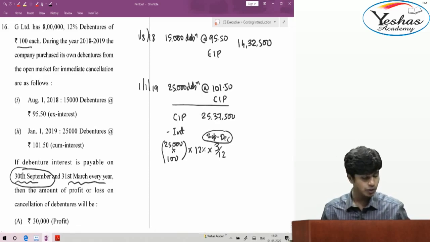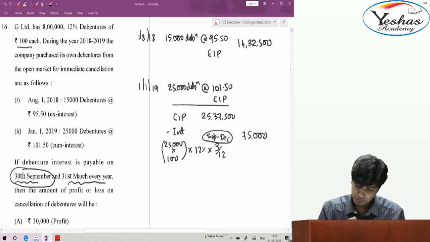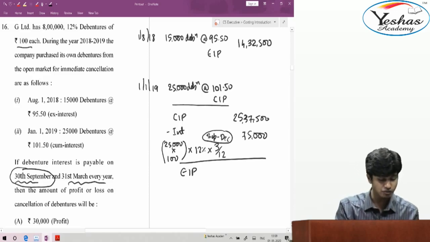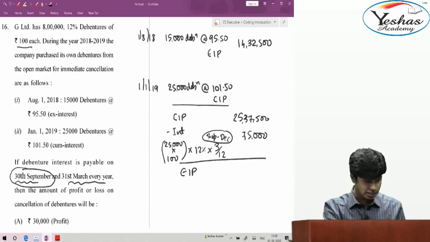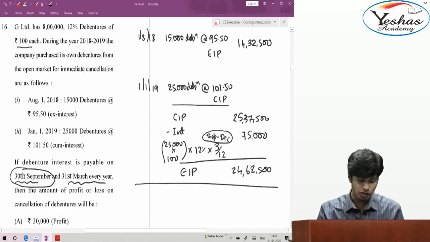So if I do 25,000 multiplied by 100 multiplied by 12% multiplied by 3 divided by 12, I end up getting interest of 75,000 rupees. Okay, I'll write it here. This is 25,37,500. If I deduct it, how much will be my ex-interest price? Ex-interest price comes down to 25,37,500 minus 75,000. That gives me 24,62,500.